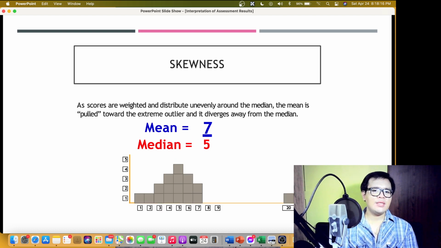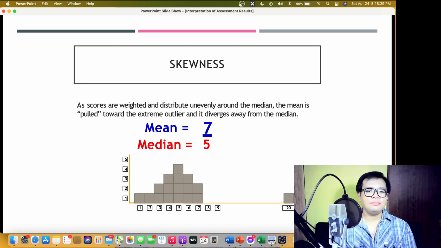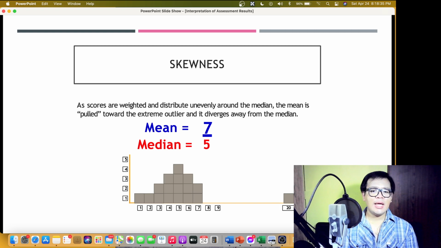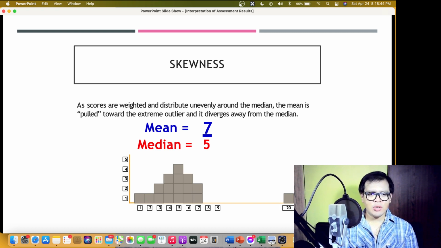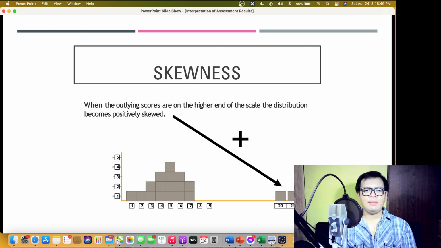So when you see this particular example, as scores are weighted and distributed unevenly, the mean is pulled towards the extreme outlier and it diverges away from the median. So here, the mean is represented by 7 and the median is represented by 5. Looking at the diagram, we only have to fill in that particular part, in which we will be able to take into consideration what was given as to the mean and median.